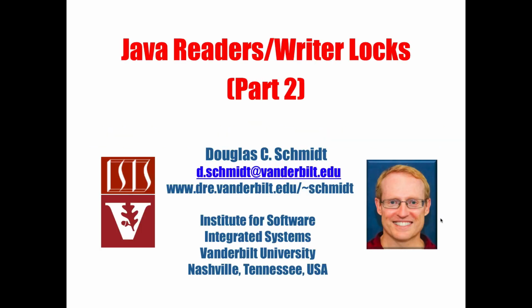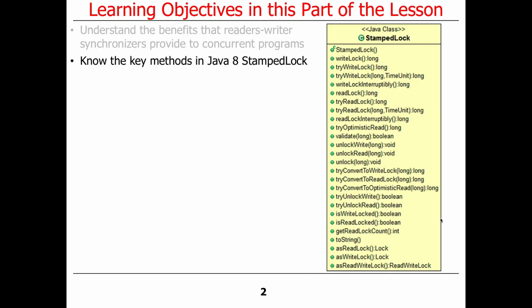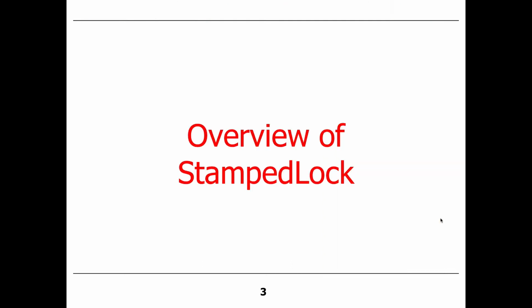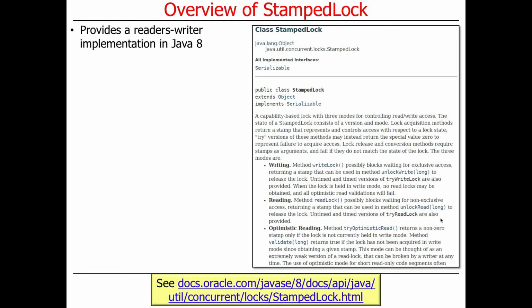The second part of the discussion on reader-writer locks will talk about some of the key methods in the Java StampedLock abstraction, which is the main focus of the reader-writer lock discussion we'll have today. So what is a StampedLock? It's a reader-writer implementation that came in Java 8. Before that, between Java 5 and Java 8, there was something called the ReentrantReadWriteLock, which we'll see later is deficient.